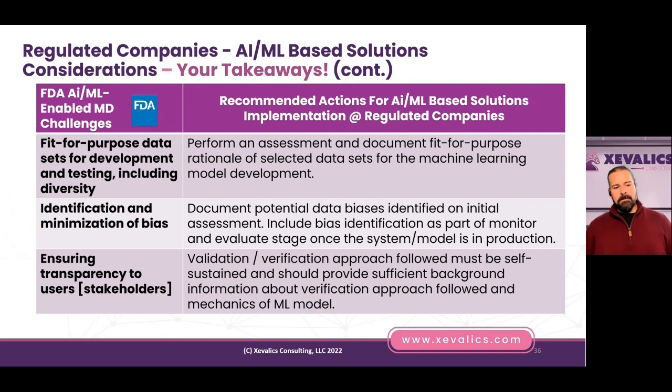Identification and minimization of biases. Document potential data biases identified on initial assessment, including bias identification as part of the monitor and evaluate stage once the model is in production. Ensuring transparency to users and stakeholders. The validation and verification approach followed must be self-sustained and should provide sufficient background information about the verification approach followed and the mechanics of the model.